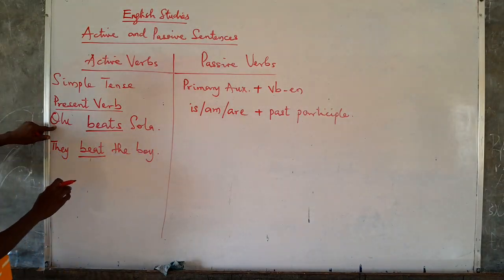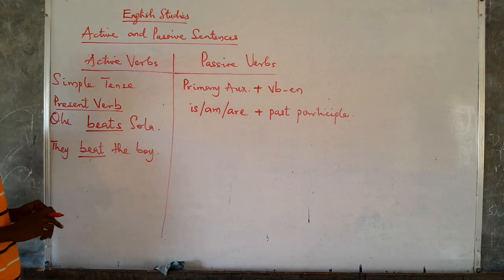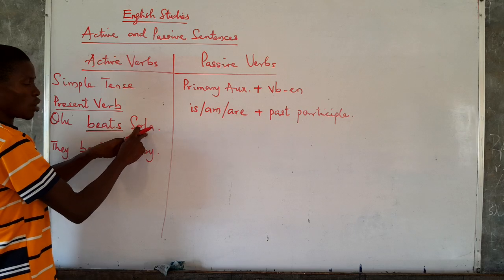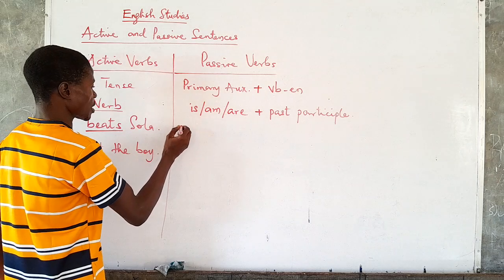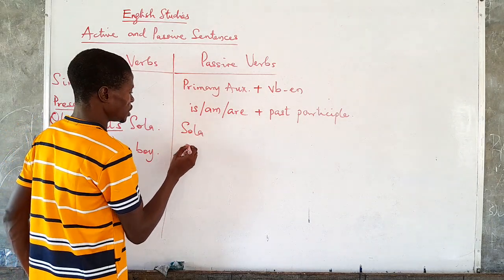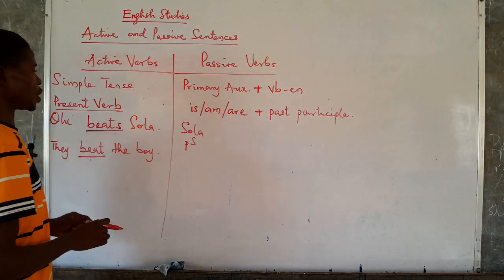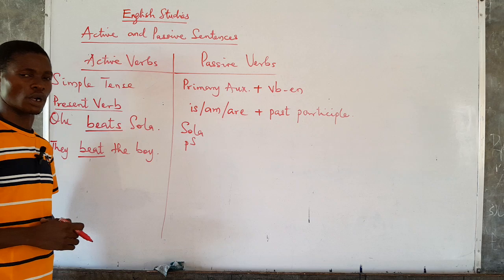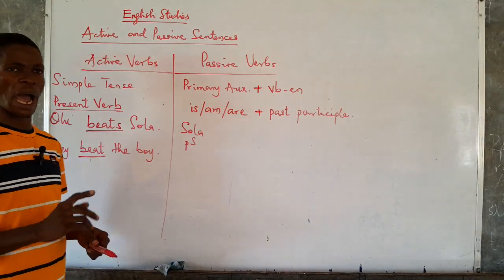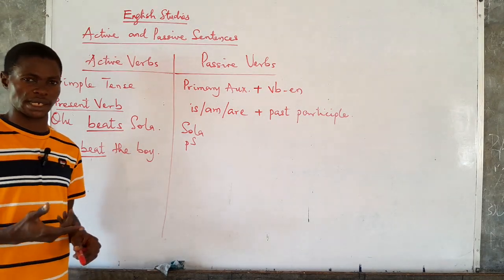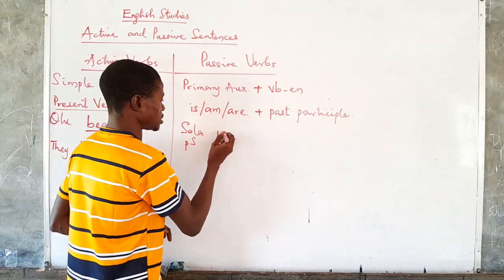We have A, we have S, V, O. Let's try to convert this. You bring your AO to PS. PS will now be Shola. This happens to be your PS, passive subject. Shola. Is Shola singular or plural? That will be the first question that we need to ask ourselves. Can you say Shola am, or Shola is, or Shola are? We are going to say Shola is.